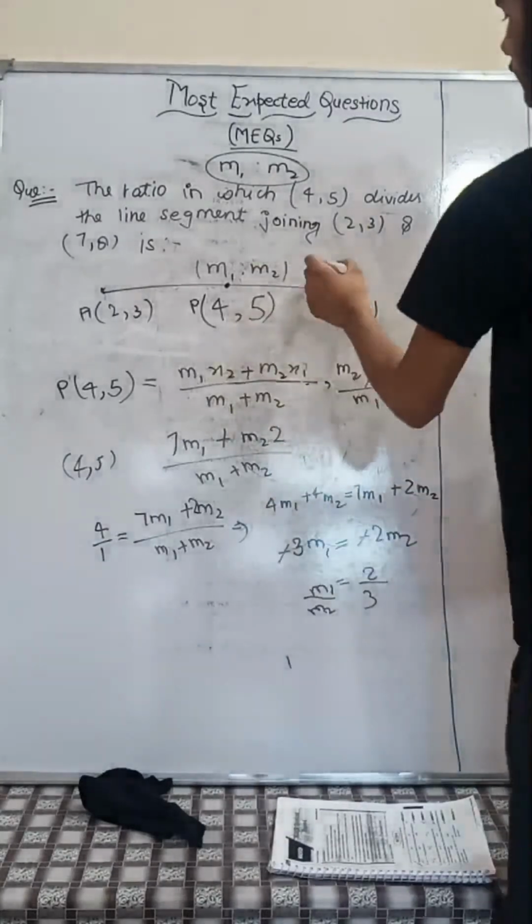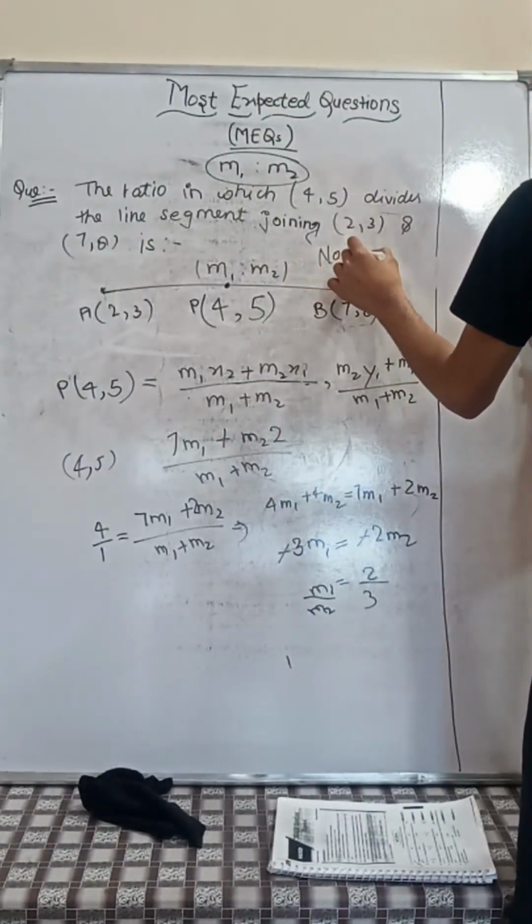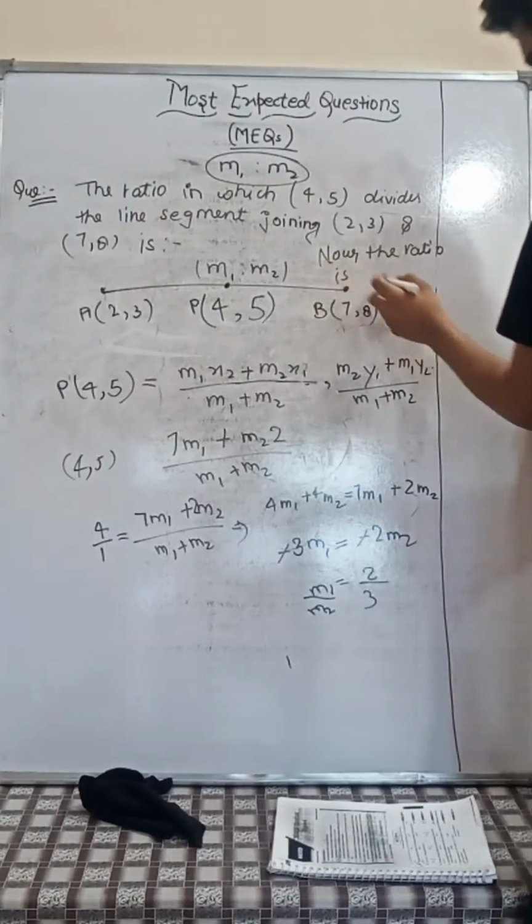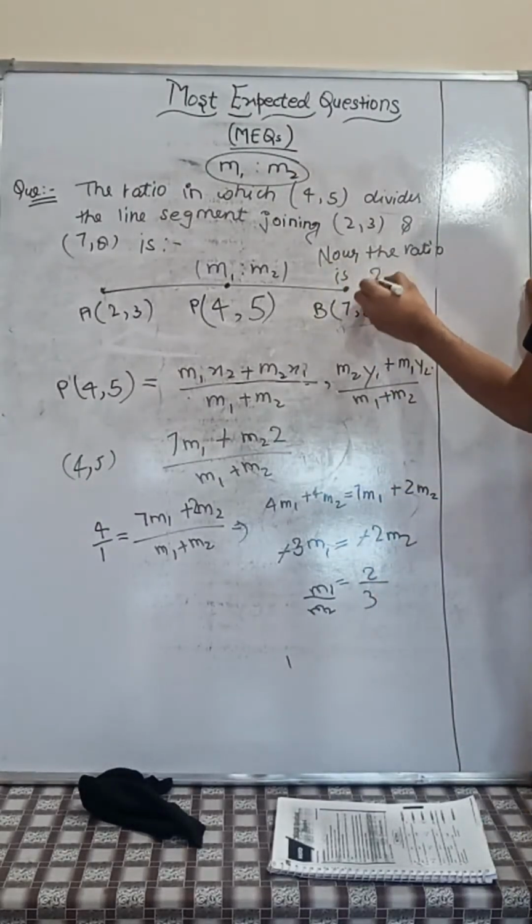Now the ratio is 2 ratio 3, that is 2 : 3.